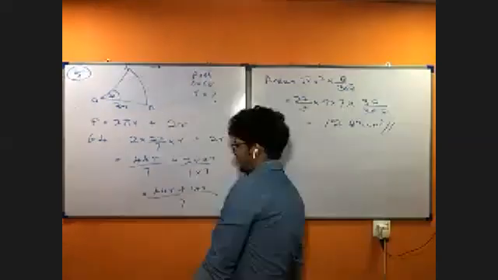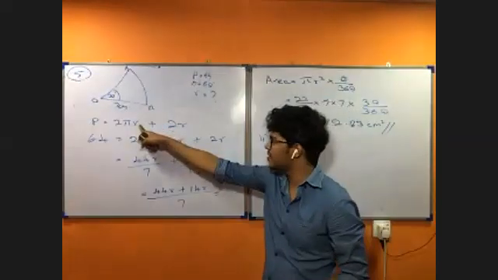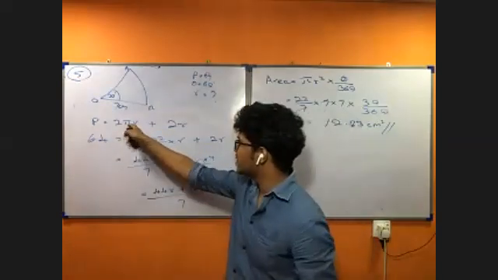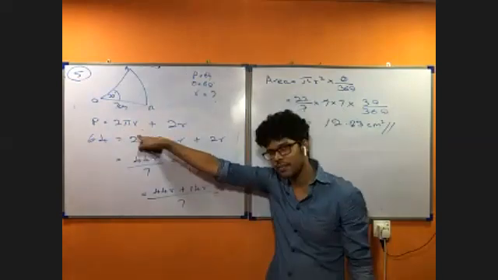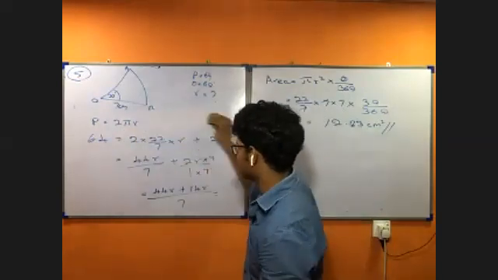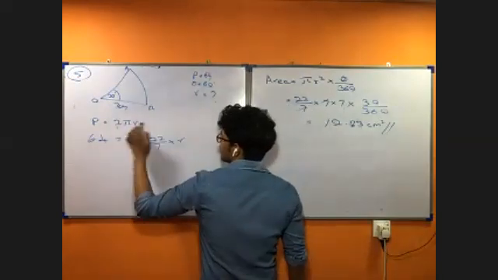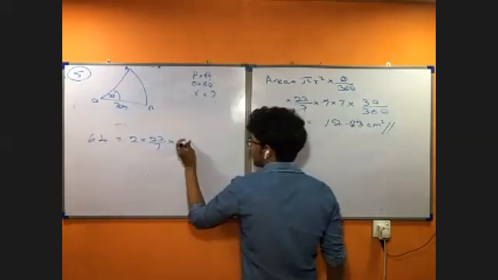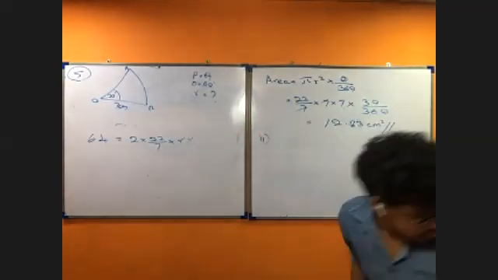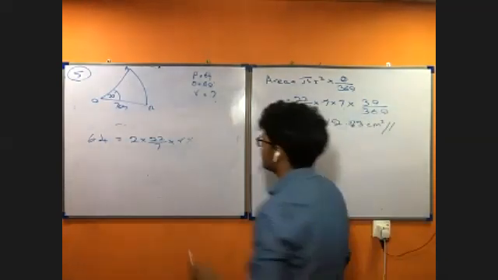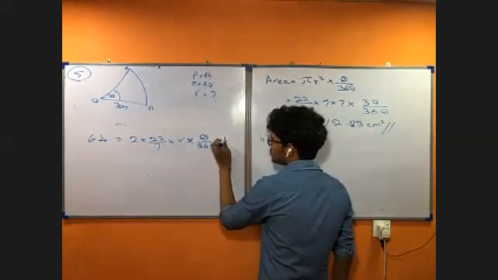Oh, I did a mistake, right? No one noticed it. What is that? Theta divided by 360. 2 pi r is for one full circle. So I need to multiply it by theta divided by 360. So no one noticed it. So here it should be multiplied by theta divided by 360 plus 2r, right?